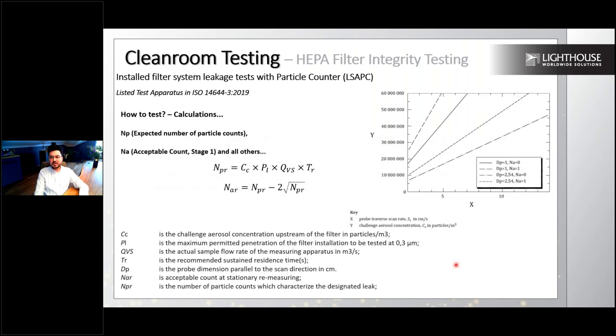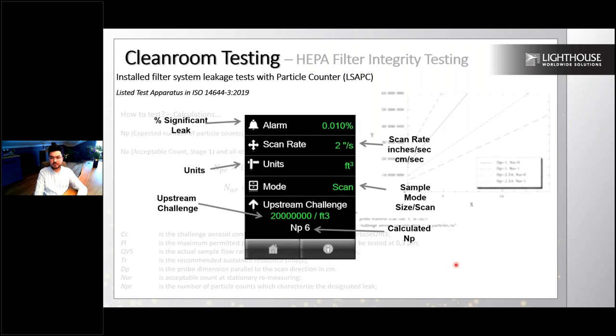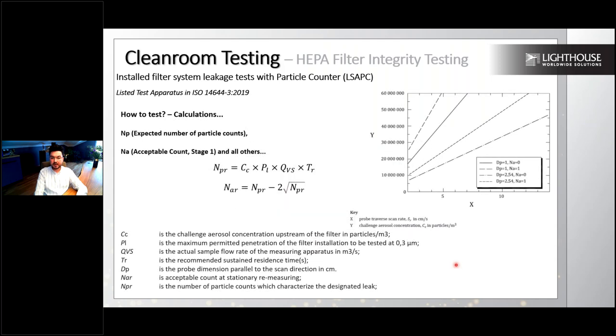The particle counter method was not popular because we all know there are a lot of calculations that come with it. However, the system we developed with the Scanair Pro comes with significant leak scan rate units and mode selection. It gives you the calculated MP value directly related to upstream challenge, your scan speed, and the aerosol limits. So this system never requires you to make the calculations described in the standard itself.